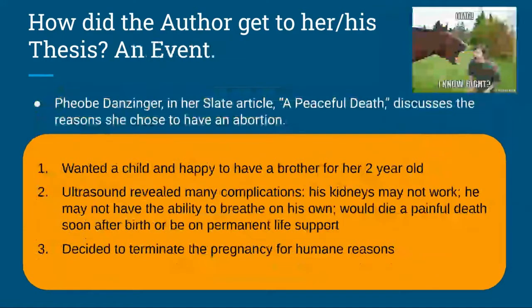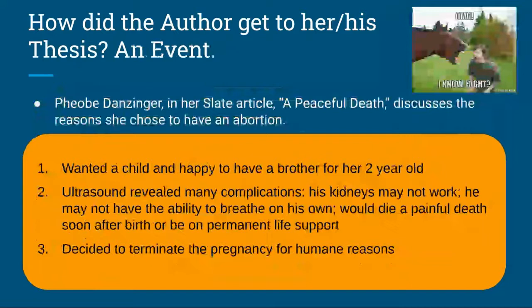Here is a list of events that have occurred that got somebody to their thesis. Okay? So Phoebe Danziger in her Slate article, A Peaceful Death, discusses the reasons she chose to have an abortion. Her first reason was an event. She wanted a child and was happy to have a brother for her 2-year-old. 2, the ultrasound revealed many complications. His kidneys may not work. He may not have the ability to breathe on his own. He would die a painful death soon after birth or be on permanent life support. Thirdly, she decided to terminate the pregnancy for humane reasons.